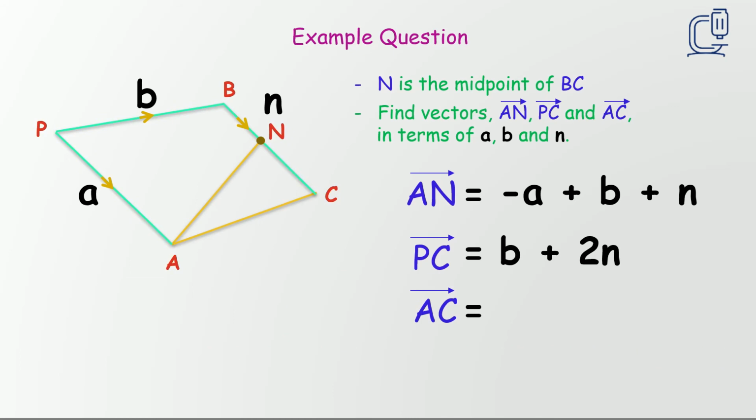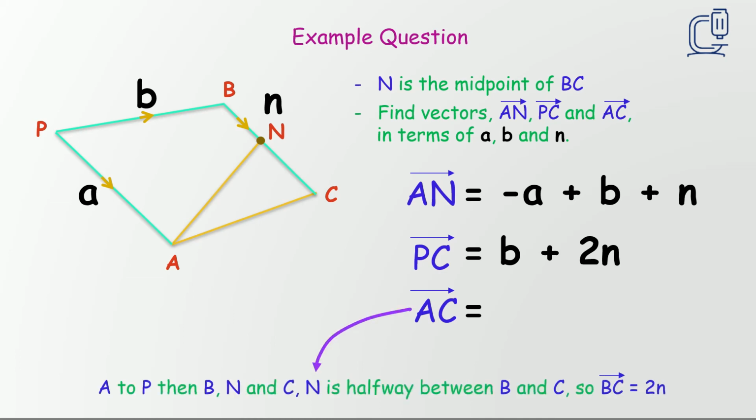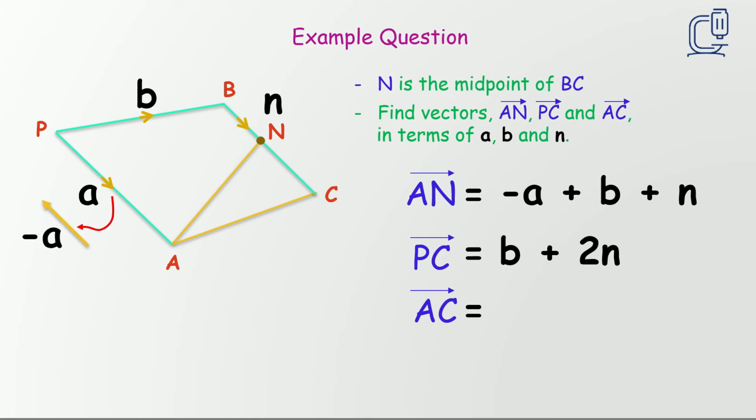To get to AC, we need to go from A, P, B, N and then C. Since N is halfway between B and C, we can say BC is equal to 2N. And to get from A to P, we need to go in the opposite direction of the arrow. So this makes it minus A. So AC is equal to minus A plus B plus 2N.